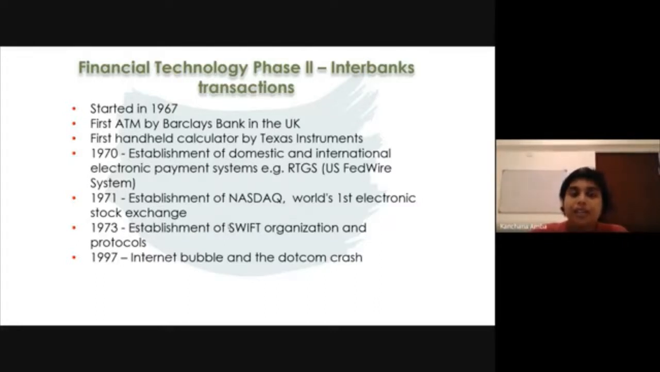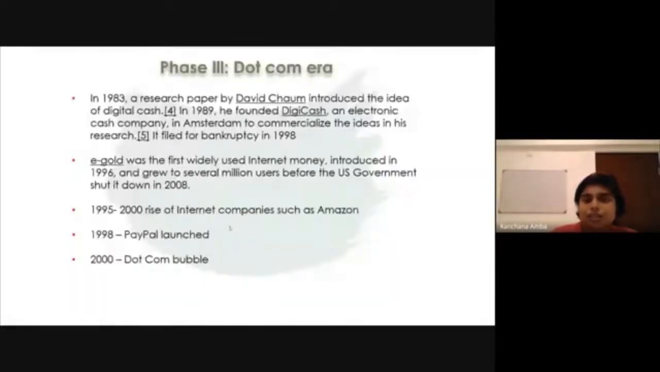And we find that in 1971, NASDAQ was introduced as the world's first electronic stock exchange. And then we have SWIFT in 1973, which all of you know. And then in 1997, the internet bubble starts and the dot-com crash kind of starts, right? So phase three is really, we have to appreciate the dot-com era, right? Because a lot of things happened in the dot-com era, we don't talk about it, but this really is the predecessor to what we have today, with people trying and testing things, right?